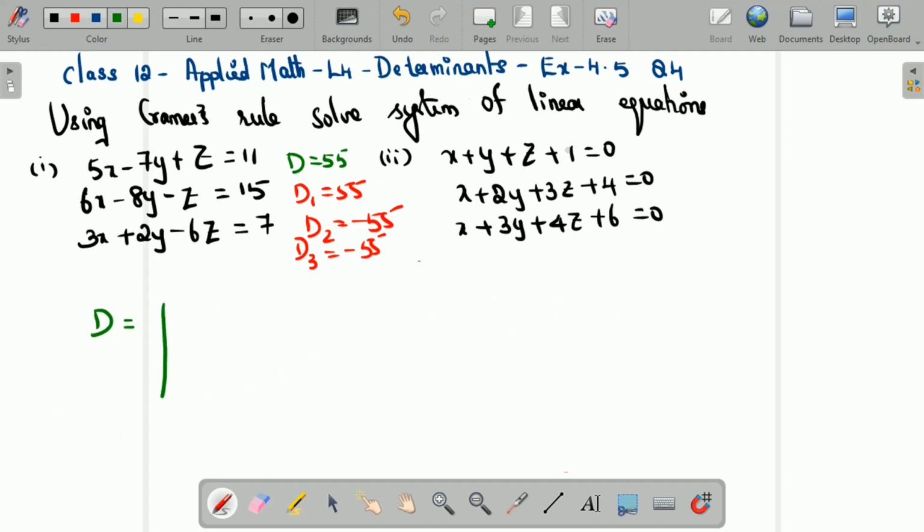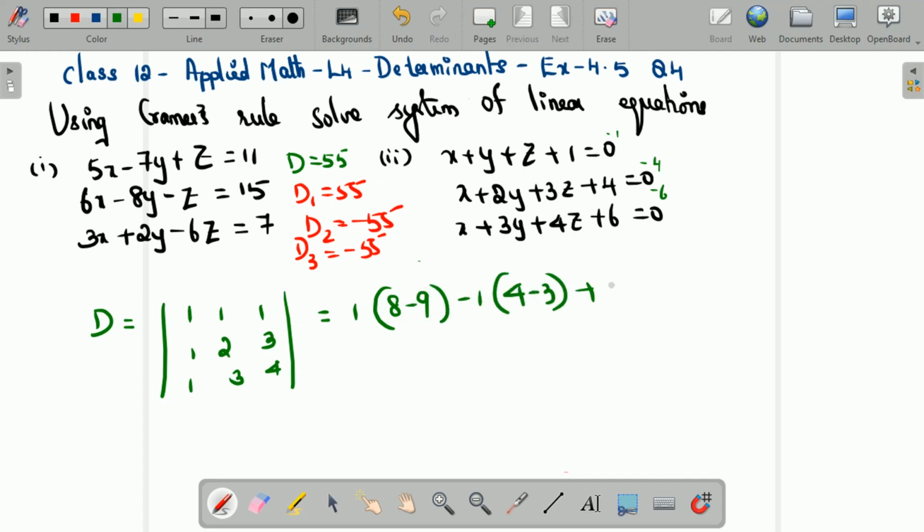Here this factor, when it goes across, will become minus 1, minus 4 and minus 6. Let's write out the D. So 1, 1, 1, 1, 2, 3, 1, 3, 4. If you evaluate this particular determinant, it is 1 into 8 minus 9, minus 1 into 4 minus 3, plus 1 into 3 minus 2. So this is going to be minus 1. This is 1 minus 1, then this is plus 1. So this value is equal to minus 1. So D is equal to minus 1.